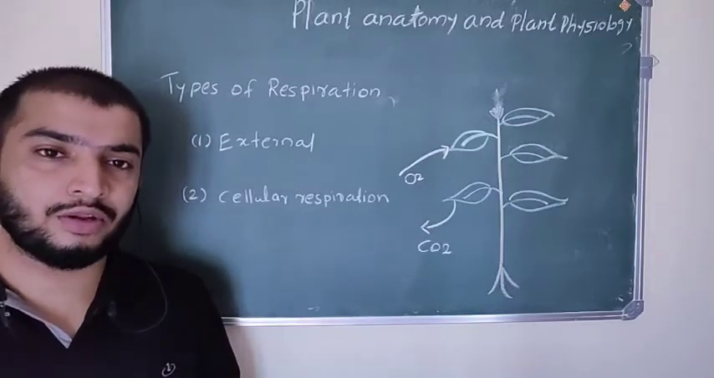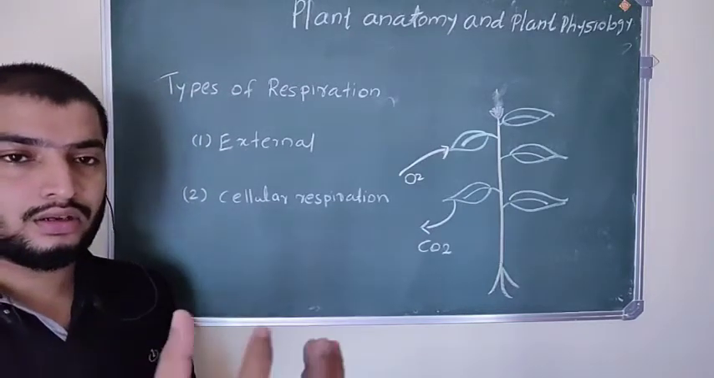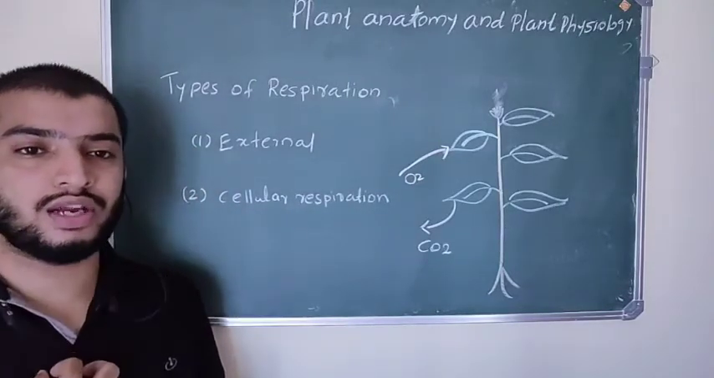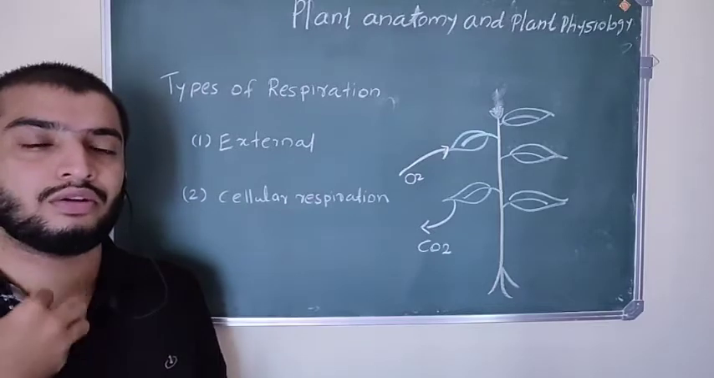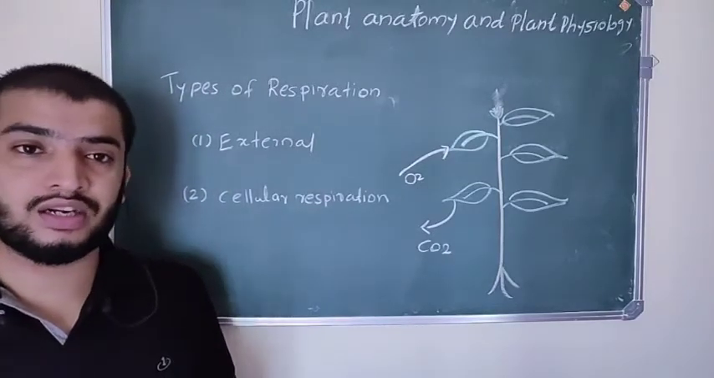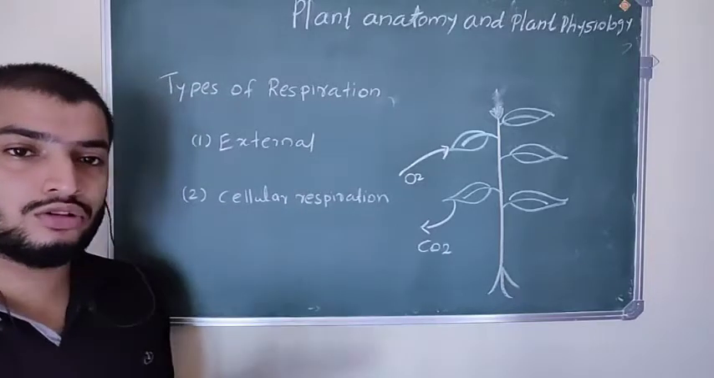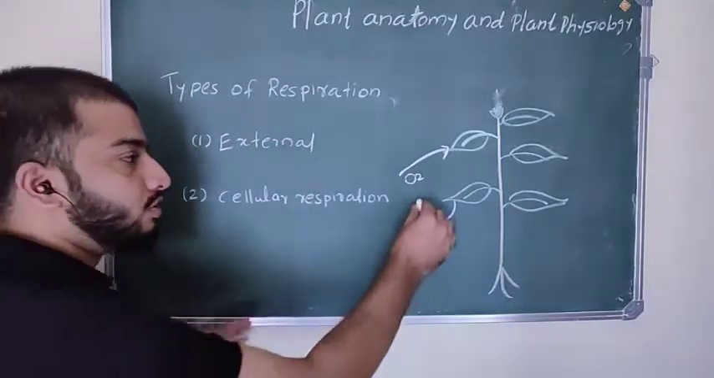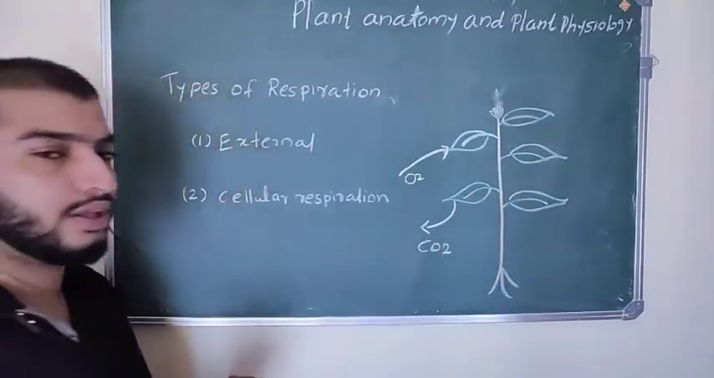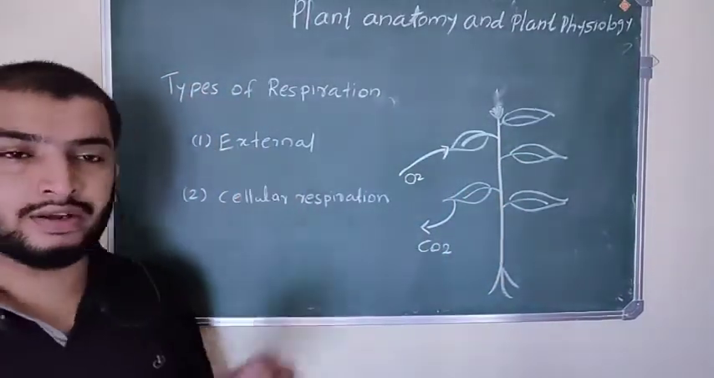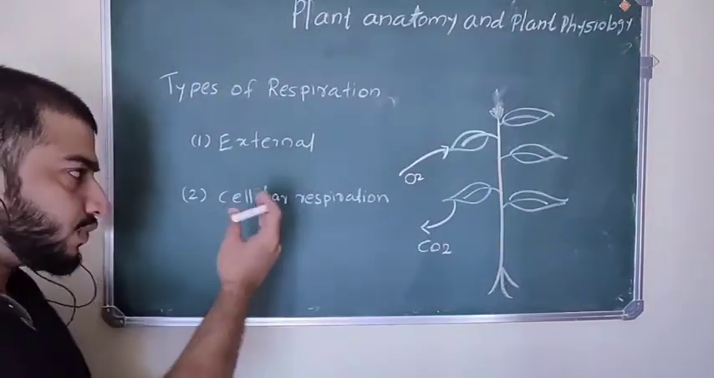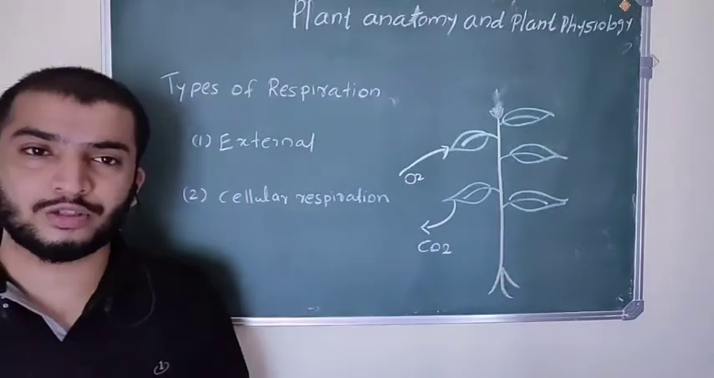External respiration, what it means: we take oxygen from the environment into the body, and we release carbon dioxide outside the body into the environment. That is called external respiration. Plants also do the same. They take oxygen inside and release carbon dioxide outside. They also perform external respiration. Then the next type of respiration is cellular respiration.